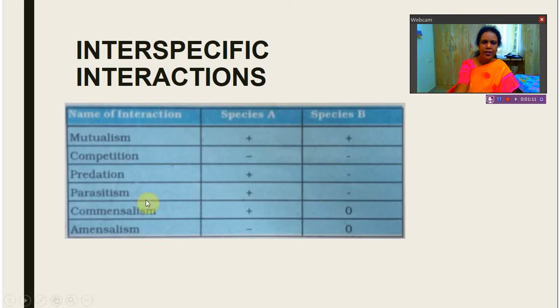And second one is competition. So, in competition, when we see the species A and species B, that is the two interacting species, the interaction is, what is the sign here? It is negative sign, means it is detrimental. It is detrimental to species A and also to species B. So, in competition, for both of them, it is detrimental or harmful.